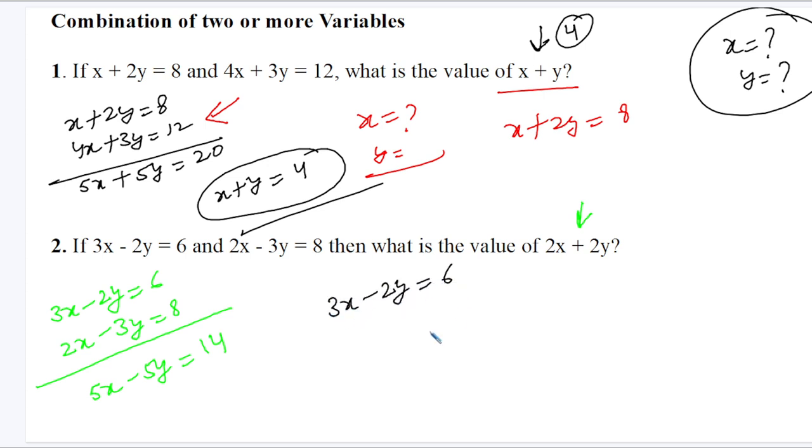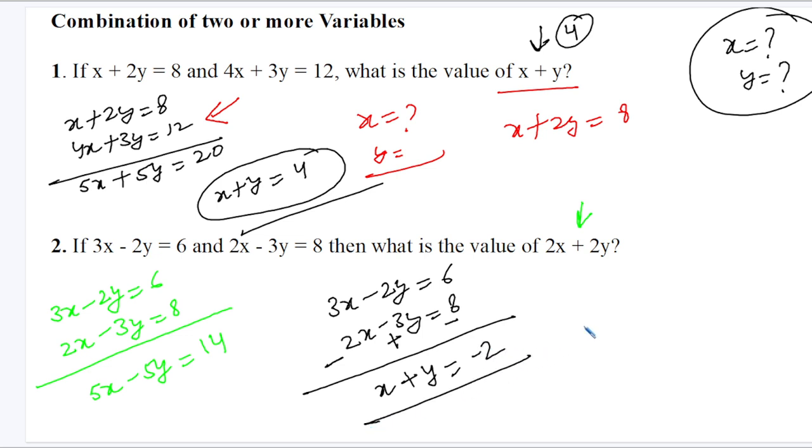3x minus 2y is equal to 6 and 2x minus 3y equal to 8. As I said, if I need to subtract, I need to change the sign of all the bottom expression. If this is plus already, I'll make it minus. If this is minus, I'll make it plus. And if this is plus, I'll make it minus. 3 minus 2 is 1. Minus 2 plus 3 is again subtraction, so plus 3 minus 2 is also 1. And negative 8 plus 6 will give you negative 2. This is giving me the value of x plus y is equal to negative 2.